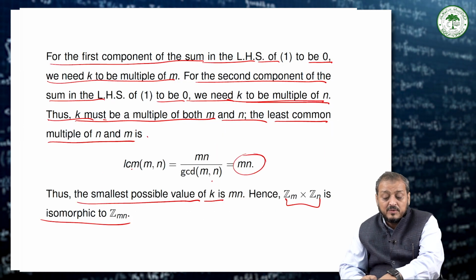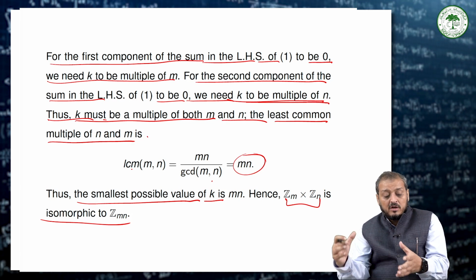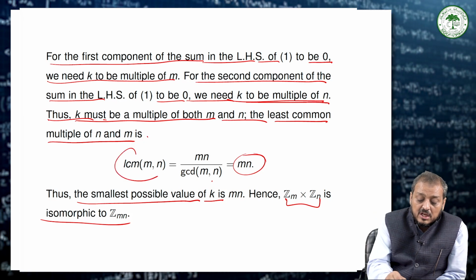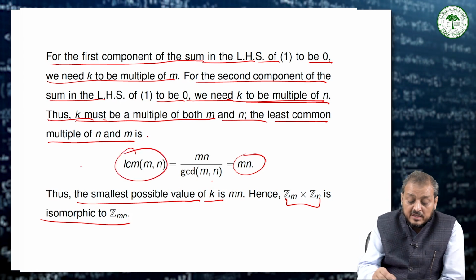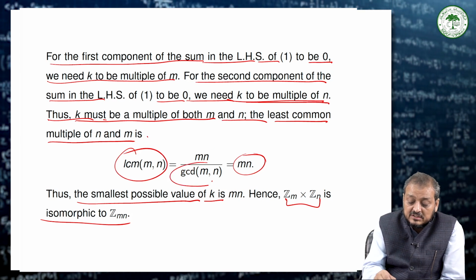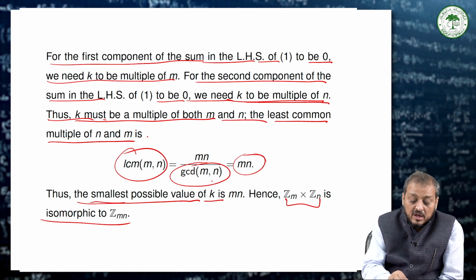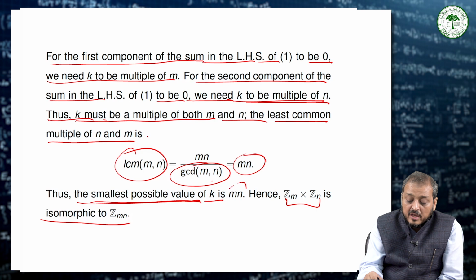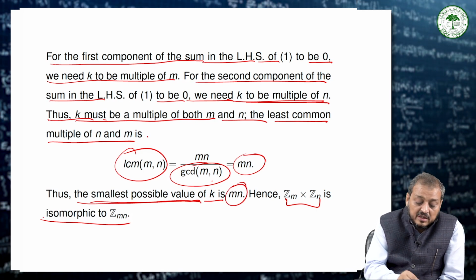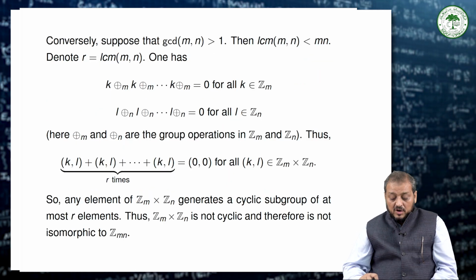So if k is a multiple of both m and n, then the smallest such k is the least common multiple of m and n, which can be written as mn divided by GCD(m, n), and the GCD we already know is equal to 1. So this is equal to mn. The smallest positive value of k is mn, and that means if GCD(m, n) = 1, then Zm × Zn is isomorphic to Zmn. So this completes one part of this.